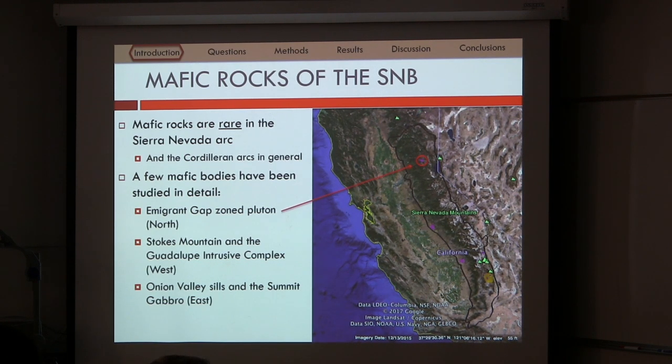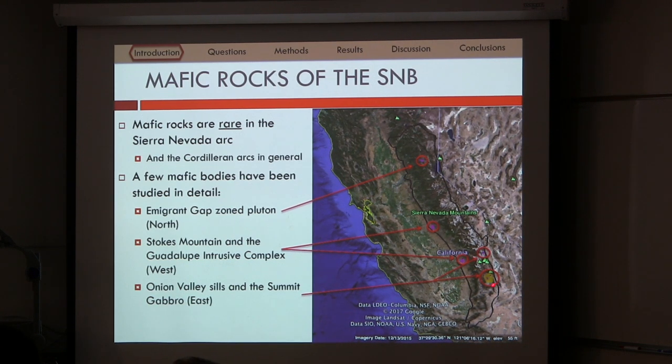So firstly, we have the Emigrant Gap Zone Pluton up here in the north-central Sierra Nevada. In the western side, we have, for example, Stokes Mountain and the Guadalupe Intrusive Complex. And in the east, we have the Onion Valley Sills and the Summit Gabbro. I'll be focusing on the Summit Gabbro in this presentation.